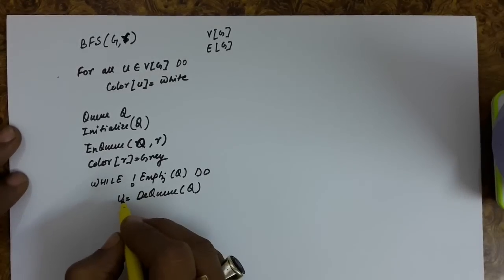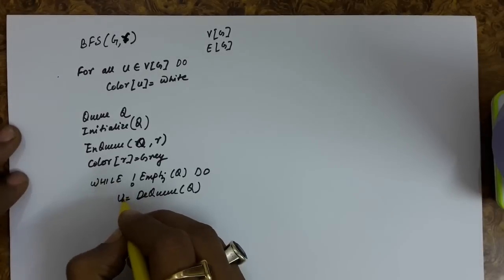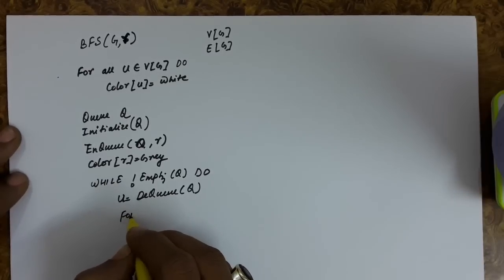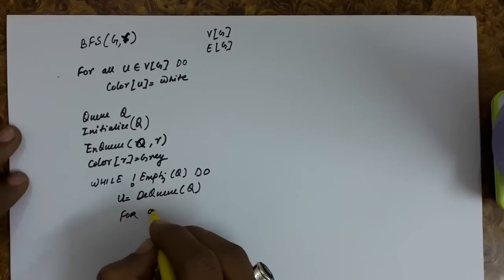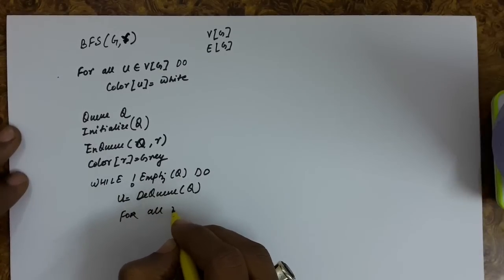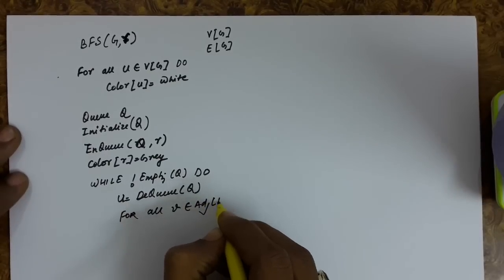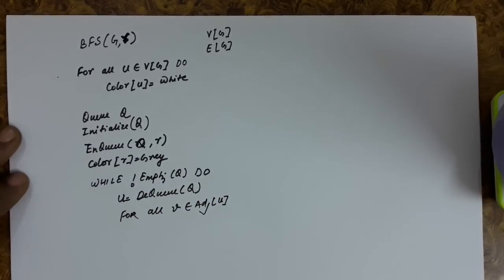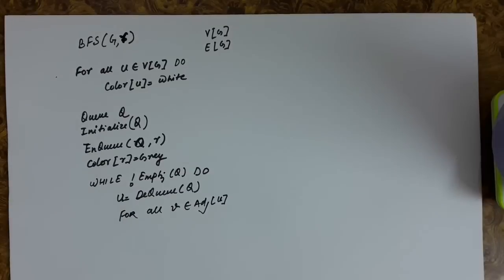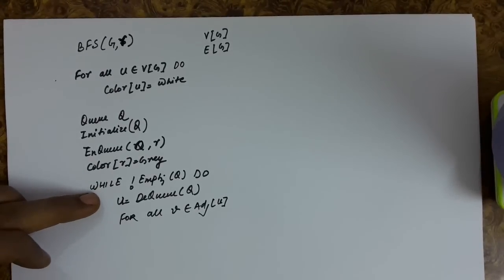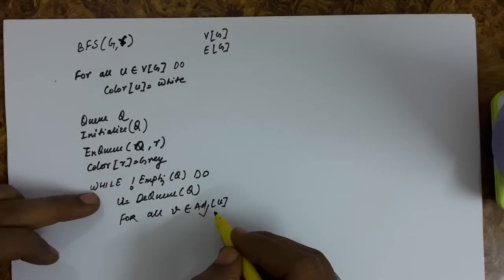Now I will see all the connections from u. Let's say this is the u. I will see all the connections from this u. So for all v, let's say, that is adjacent to u. Let's say there is an adjacency list. If a graph is given, obviously the adjacency list is available. So U is the vertex which has got deleted from the Q. So this vertex, we will see all the connections from U one by one.